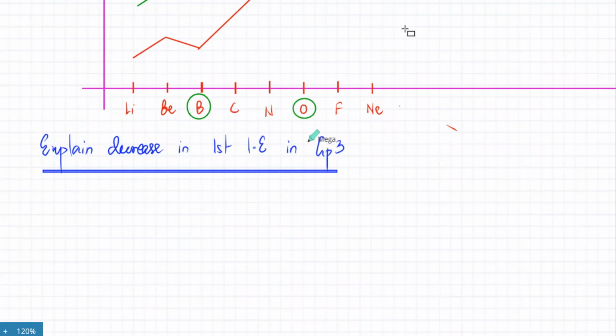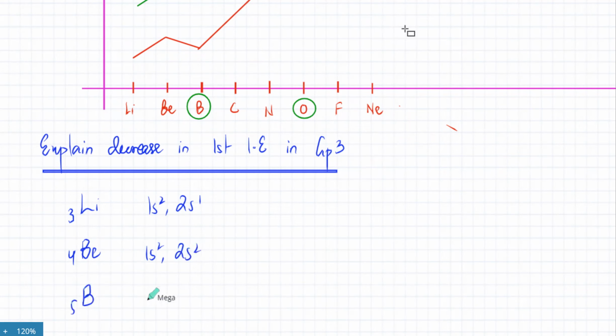So let's start with group 1. Let's start with lithium. यहाँ पे orbitals आ जाते हैं. Lithium is 3, so it's 1s2 and 2s1. Then you have beryllium, which is what? Beryllium is 4 electrons, so it's 1s2 and 2s2. And then I have boron, which is group 3. Boron is 1s2, 2s2 and 2p1. तो मसला क्या हुआ है?